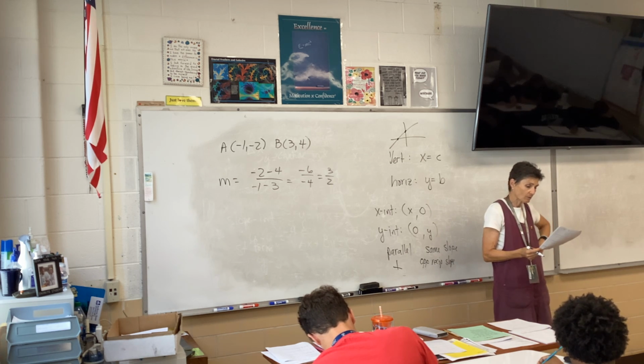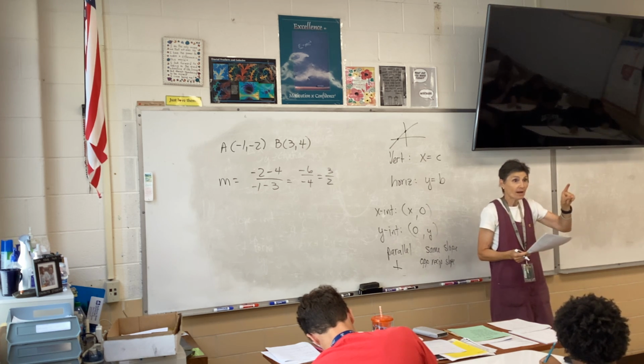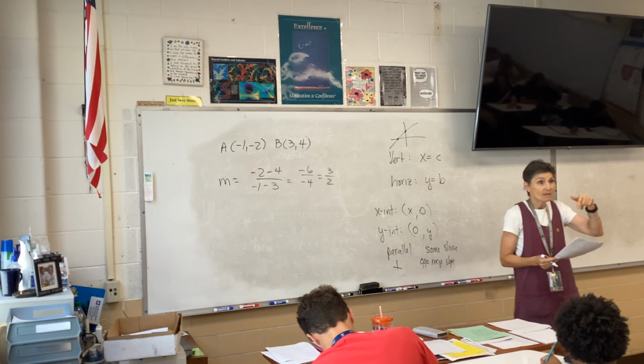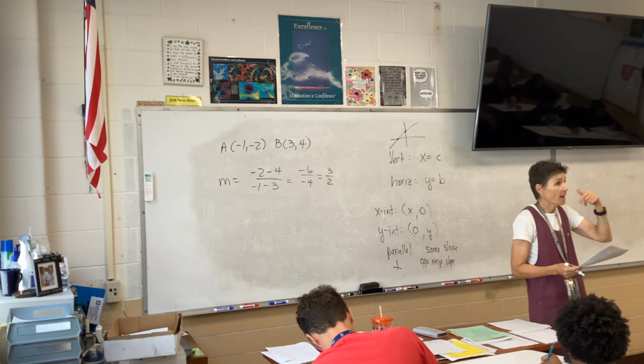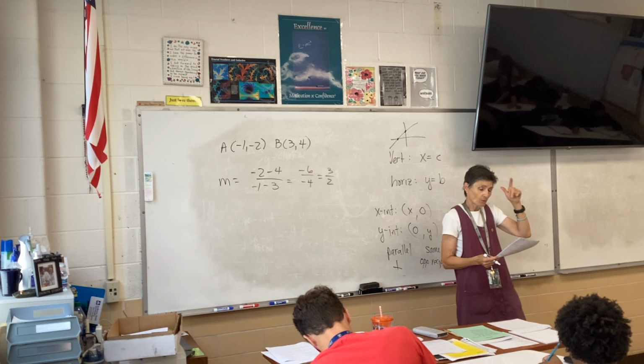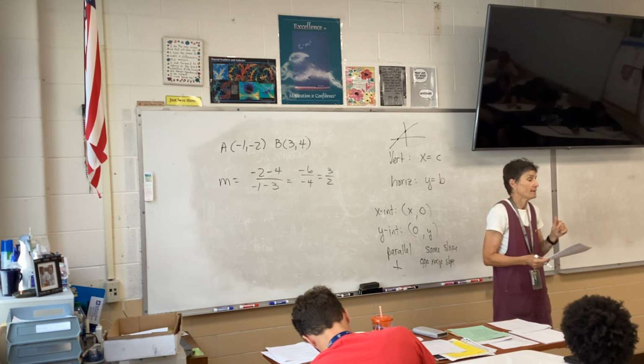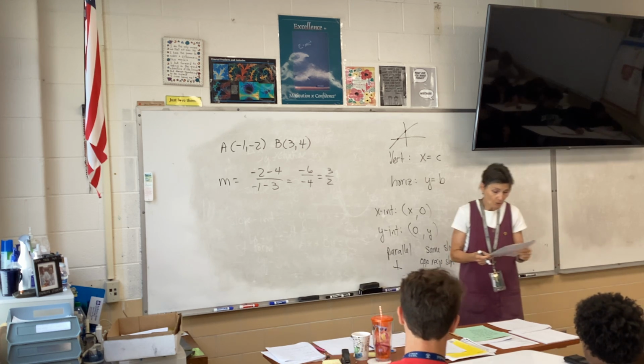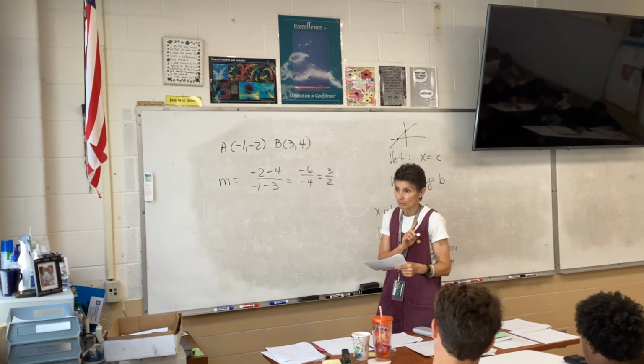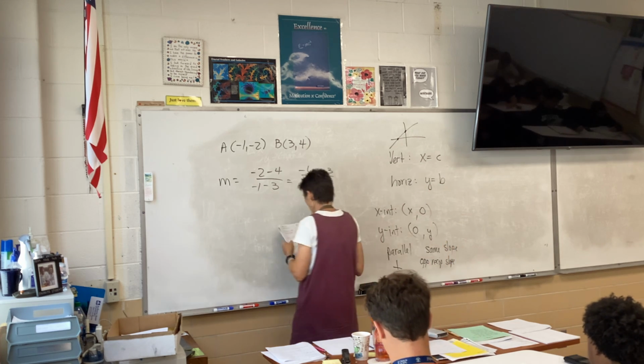What's the slope of the second one? Undefined. We can't divide by 0, so it's undefined. What kind of a line is that? It's a vertical. It's not a function. It's a vertical line. No slope. Don't put 0. It's no slope or undefined.